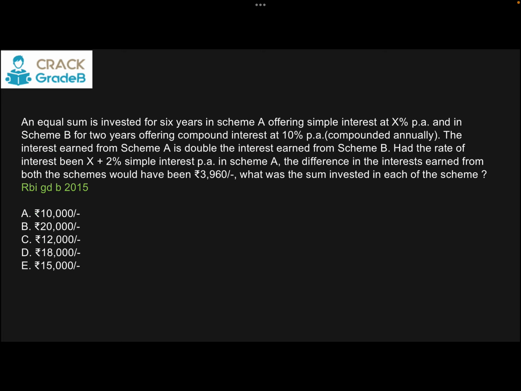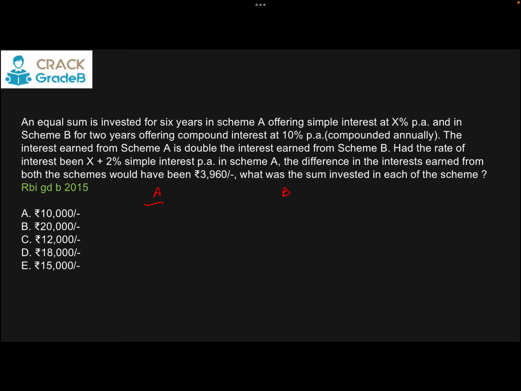An equal sum is invested for 6 years in scheme A offering simple interest at 8x% per annum, and in scheme B for 2 years offering compound interest at 10% per annum compounded annually. The interest earned from scheme A is double the interest earned from scheme B. Had the rate of interest been x plus 2% simple interest per annum in scheme A, the difference in the interest earned from both the schemes would have been 3960.